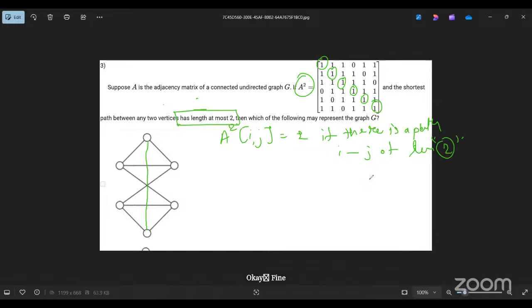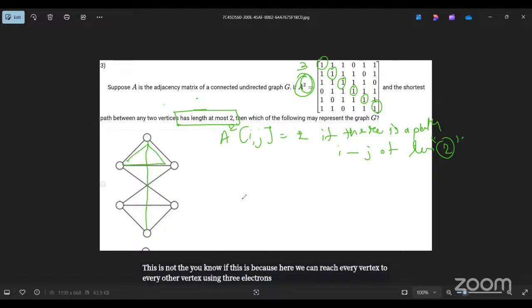Okay, fine. This is not the case. It should be A3, if this is the answer. Because here we can reach every vertex from every other vertex using a 3-length path, not a 2-length path. There is some mistake in here, I guess.